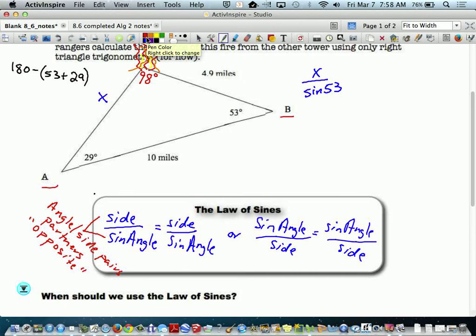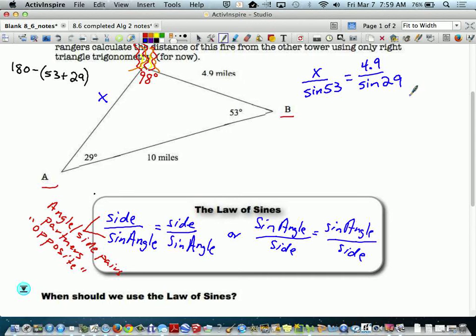I'll stay with the same color, the 29 and the 4.9. Now, which one should go on top? If I have x on top written down first, what goes on top? The 4.9, because that's the side. X is representing a side in this case. Sine of 53 is the angle, so I'm going to do 4.9 on top over the sine of the 29. That's the law of sines.